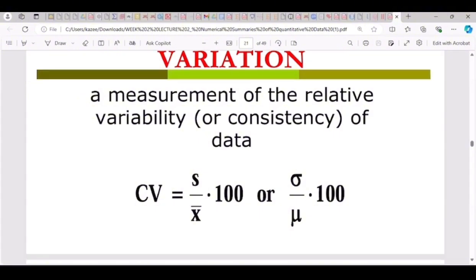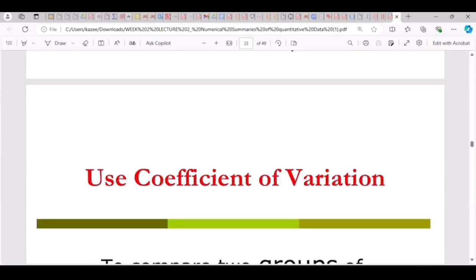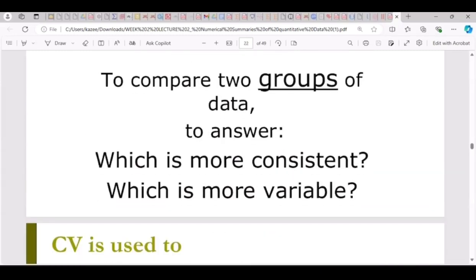Take a look at this. I'm going to give you an example. We want to compare 2 groups of data. We want to know which one is more consistent. Consistency as a property in statistical analysis has to do with low values of the coefficient of variation. Now, at the end of the day, take a look at this.